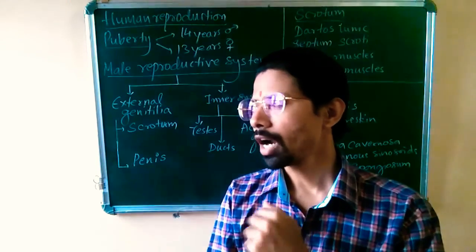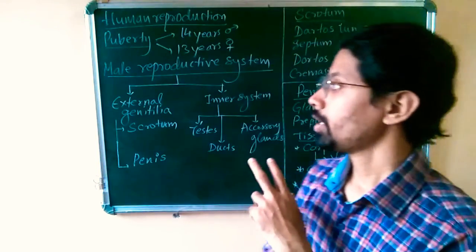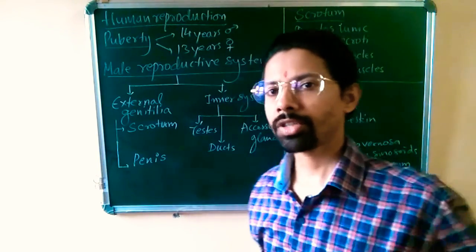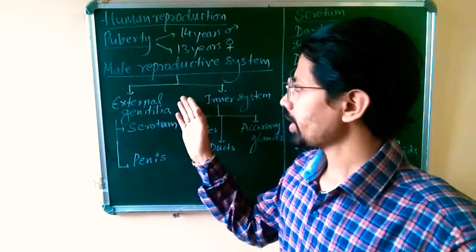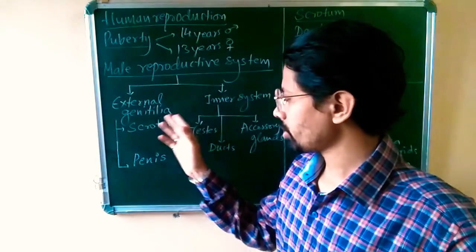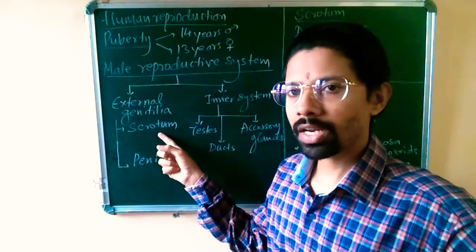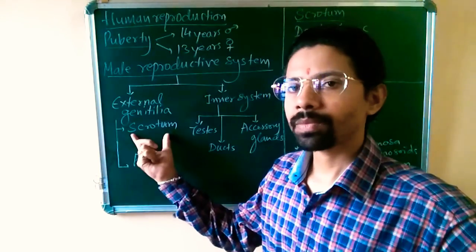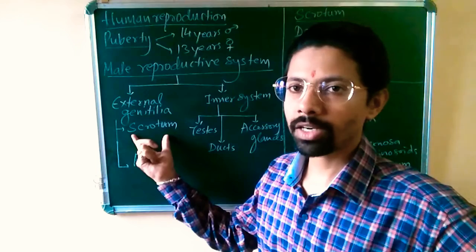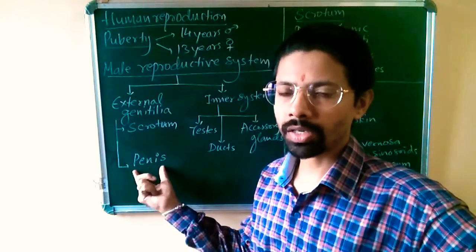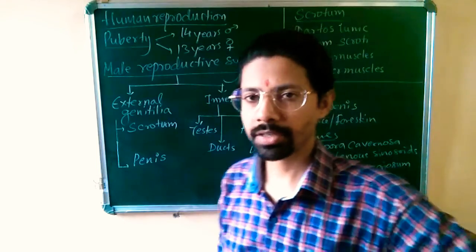So basically, if you start with the first part, that is male reproductive system. Male reproductive system general introduction I would like to give here today. So we can divide the reproductive system into external genitalia and inner system or internal organs. So external genitalia contains a sac which is partitioned into left and right called a scrotum or scrotal sacs, and one cylindrical organ called penis. This is the external part of the genitalia.